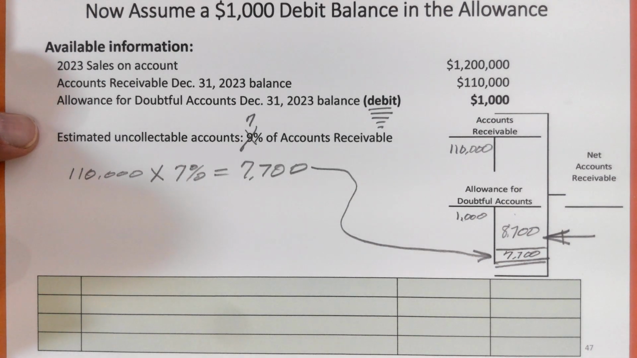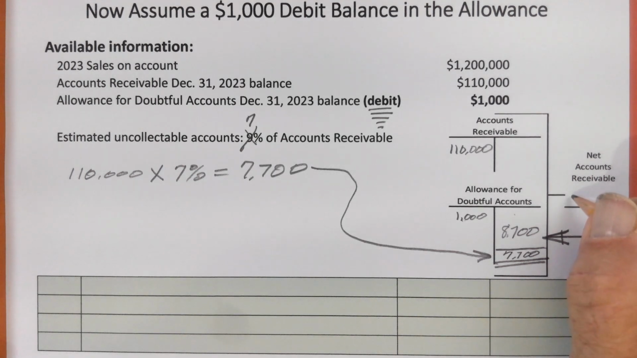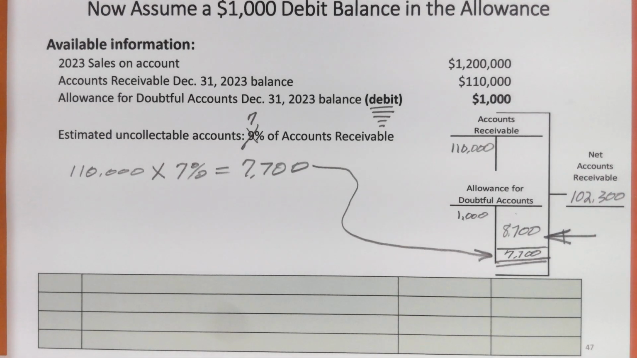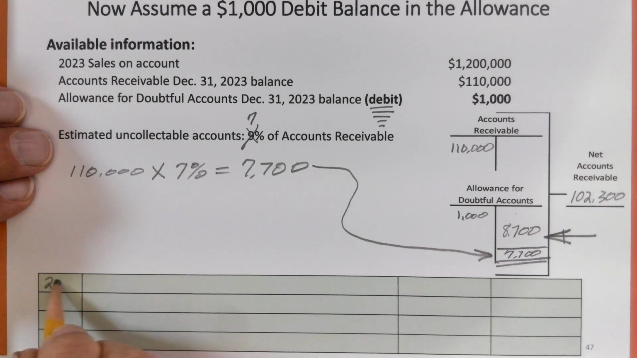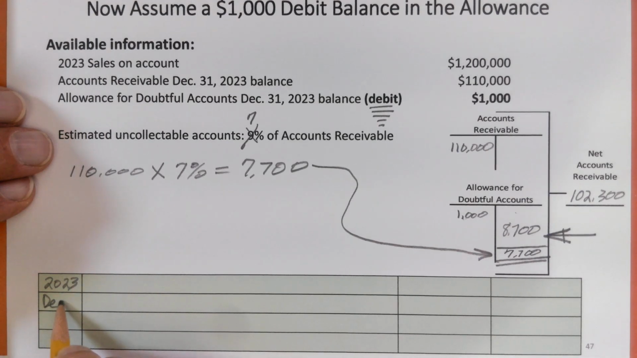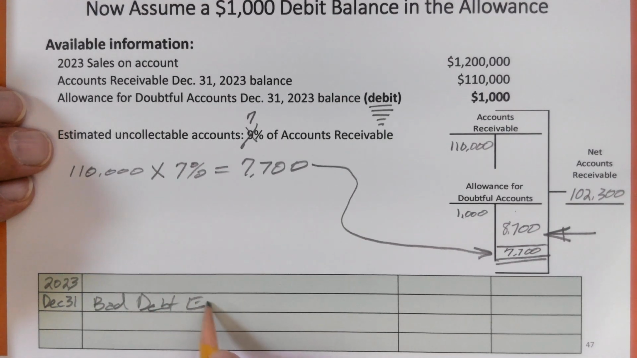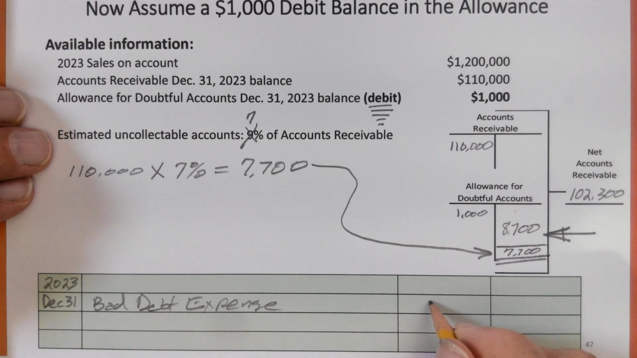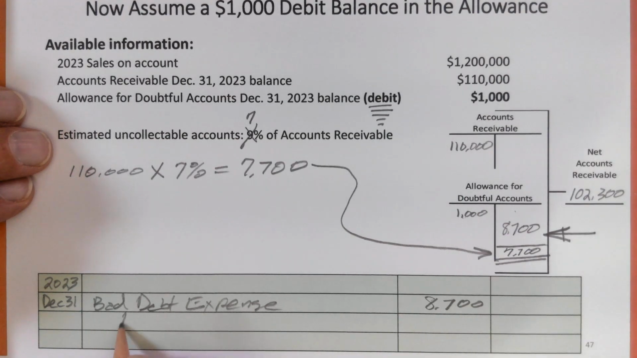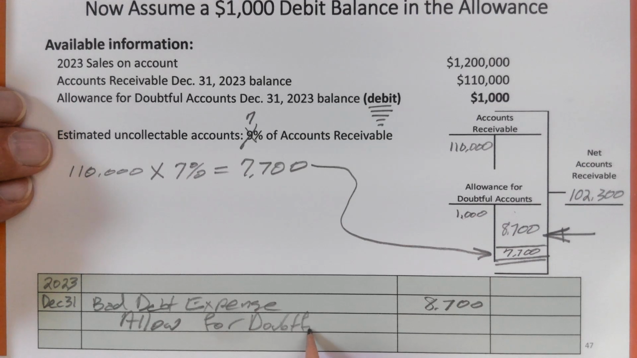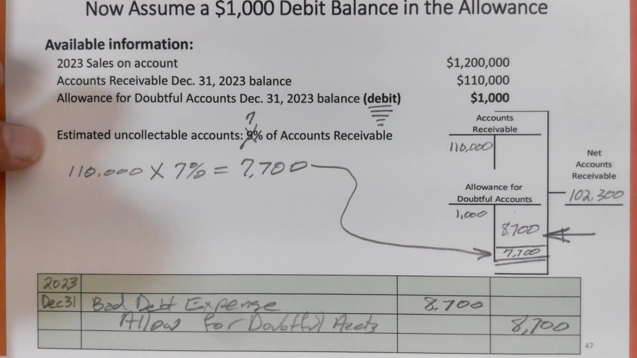And then, of course, my accounts receivable that I'm going to show on my balance sheet's the same amount, $102,300. That's the accounts receivable net. And now I can go ahead and make the entry. 2023, December 31st. Bad debt expense for the $8,700, and credit the allowance for doubtful accounts, abbreviating just to get quicker here, move things along, 8,700, and we're good.